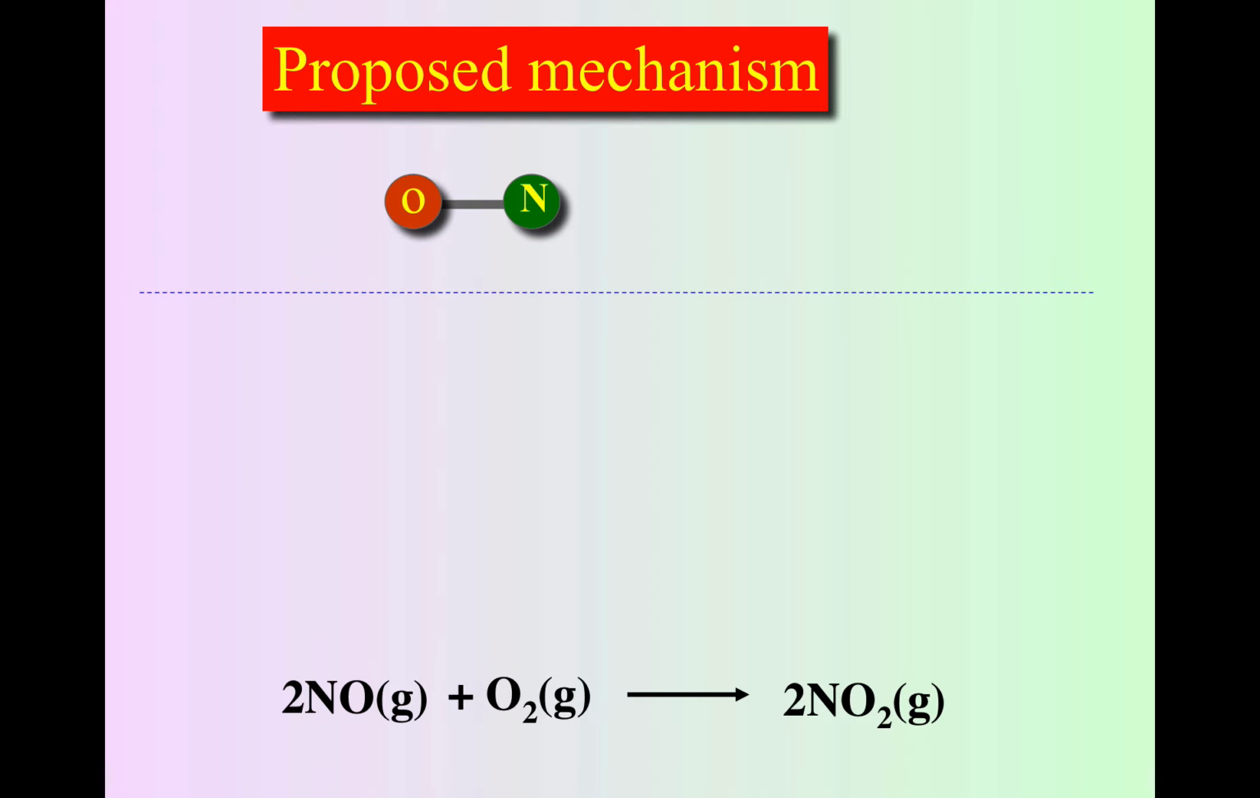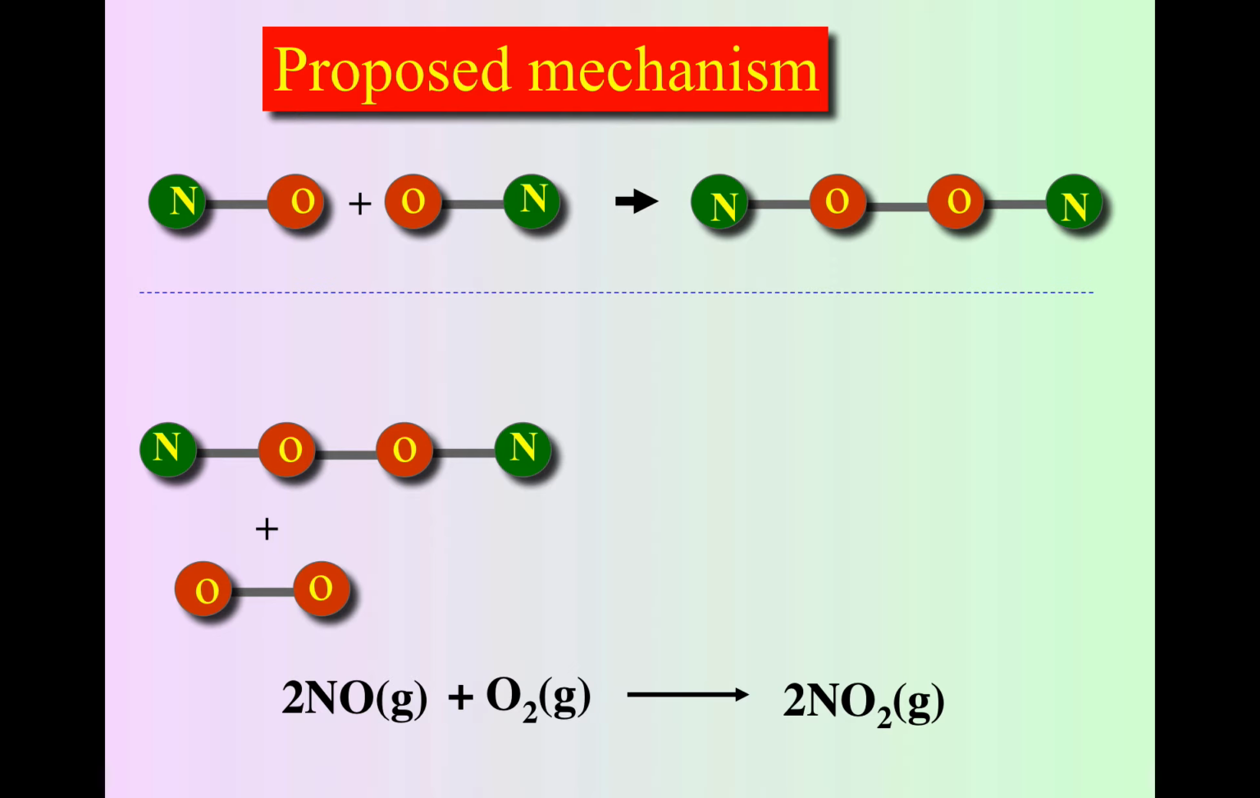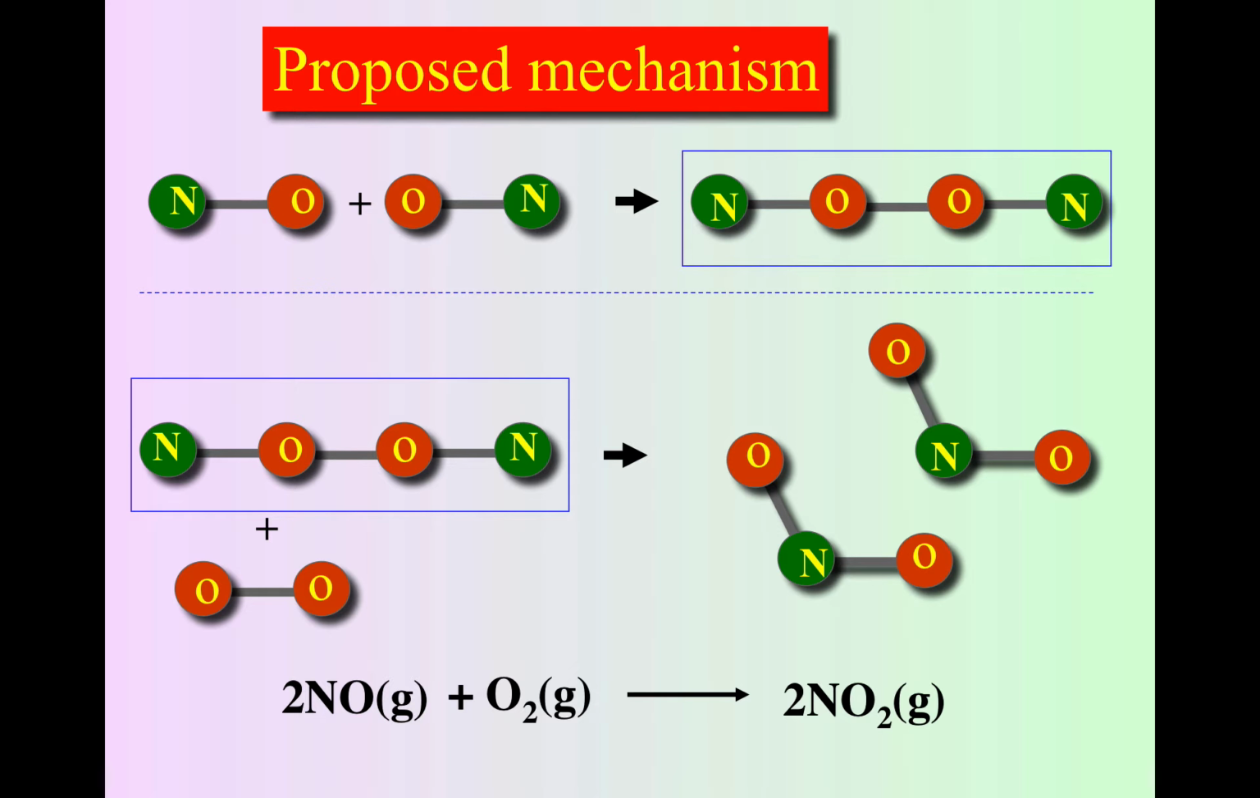So proposed mechanism to make that intermediate. An NO gets slammed by an NO so that the O's are orientated towards each other. And you get a bond between the O's. So this is where we get our N2O2 intermediate. That N2O2 intermediate in turn gets slammed by an oxygen. We break the OO connection between the N2O2 intermediate, and we go to products with two NO2s. So the way this is proposed, right, the N2O2 is made in one step and then burned in another step.